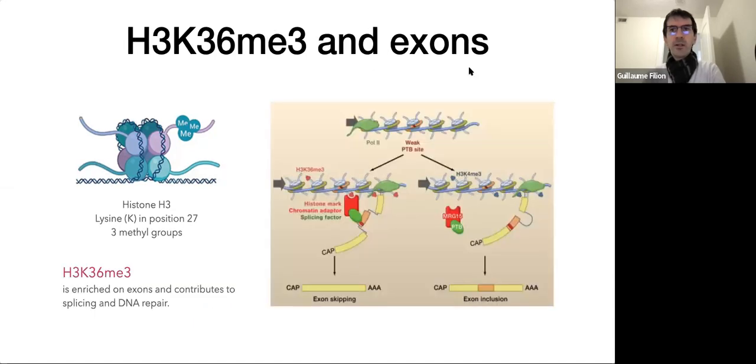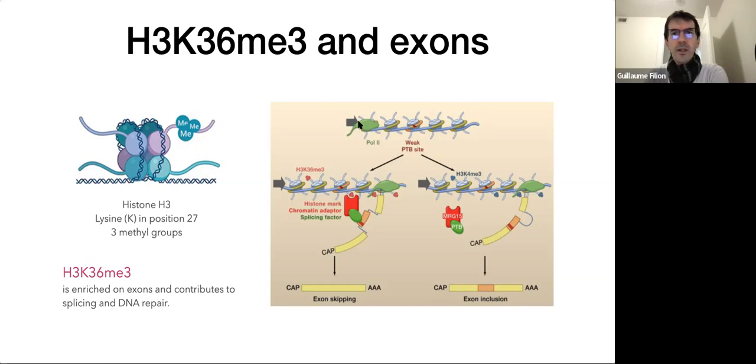Another mark that's interesting, and that will also bring us to other types of mechanisms, is H3K36 trimethylation. Here again, I unfortunately copy-pasted the same slide as before. It should be histone H3, lysine in position 36, 3 methyl groups, H3K36me3. This one has a bit to do with transcription, but more to do with other mechanisms, in particular with splicing. It's not completely clear how this works, but the idea is the following.